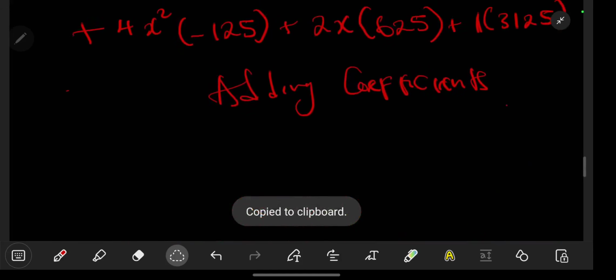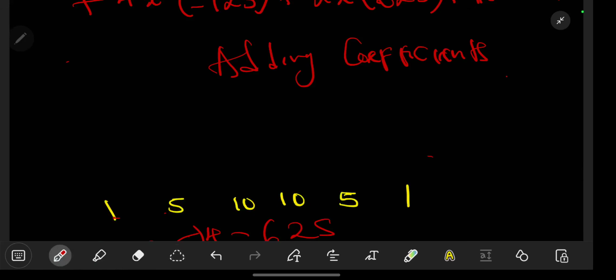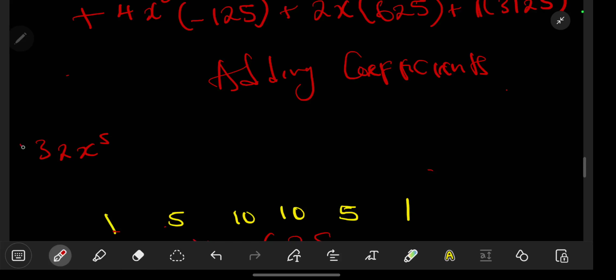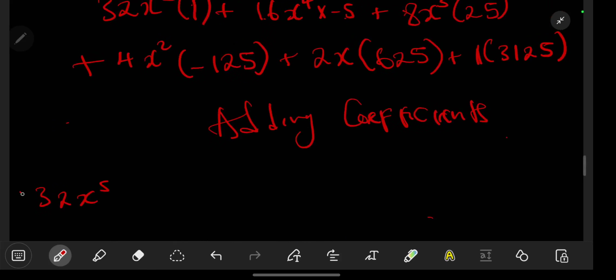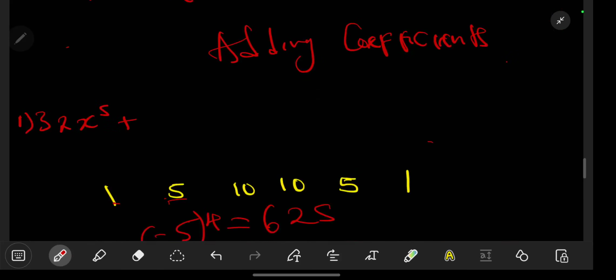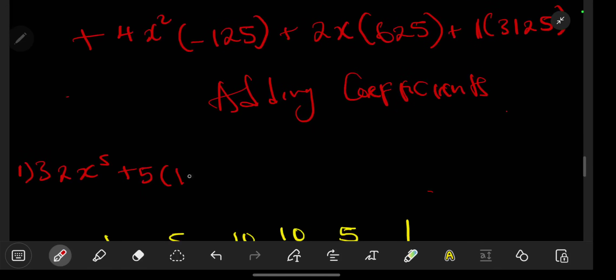Getting this bunch, we have our 32. Let me put it here, 32x to the power 5, times the 1 that is here, but 1 won't change anything. Let's save space. So we have times 1. Then plus the coefficient 5 times our value, which is 16 times negative 5. You can write it like this.